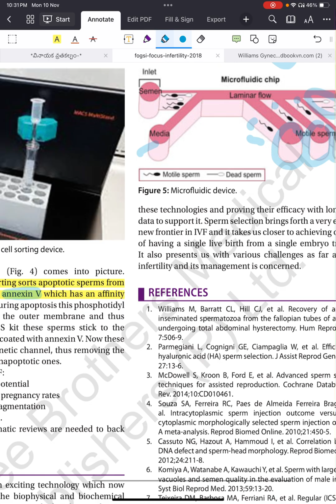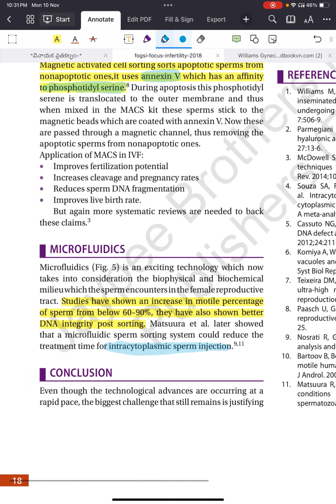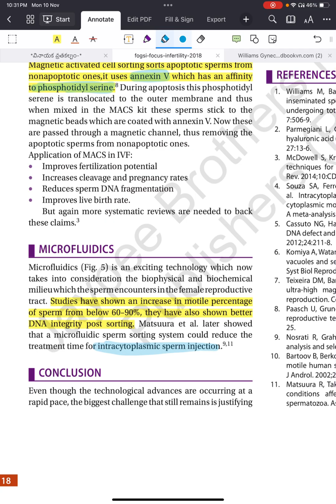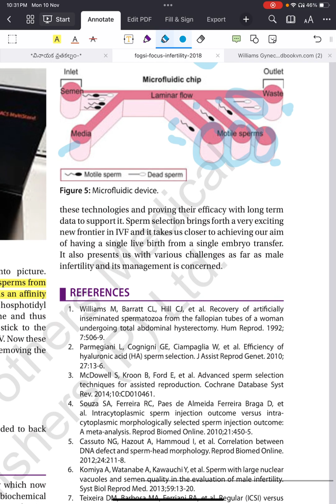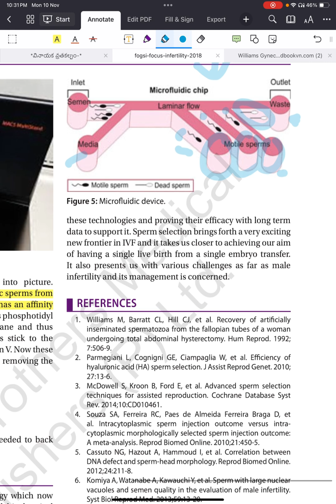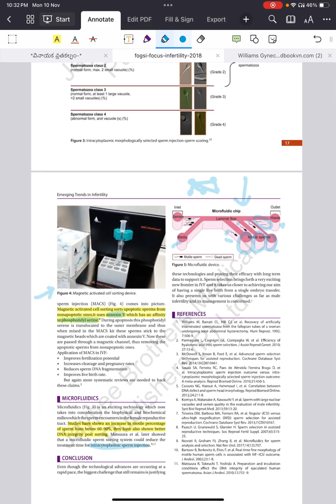So the conclusion of this chapter is: even though technological advances are occurring at a rapid pace, the biggest challenge that still remains is justifying these technologies and proving their efficacy with long-term data. There are different methods, but we are still trying to prove which is the best technique to select the sperm. That's about this chapter.